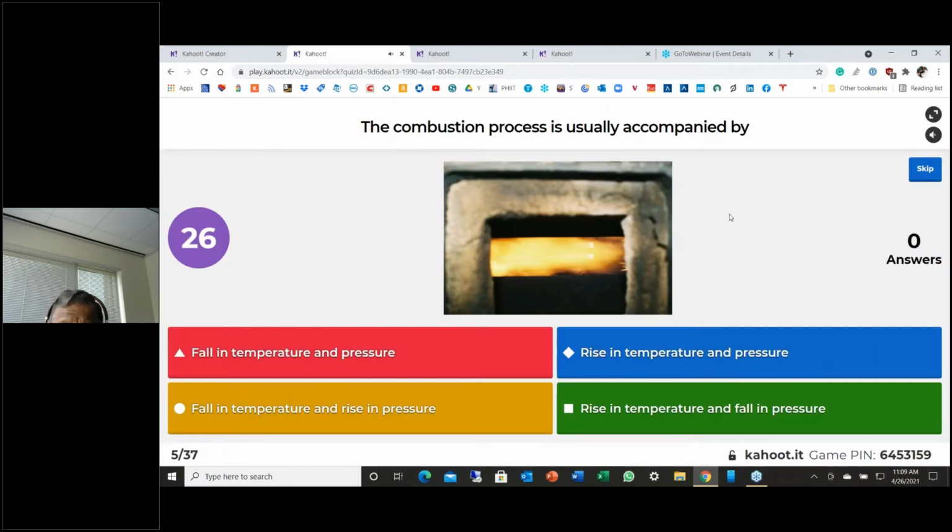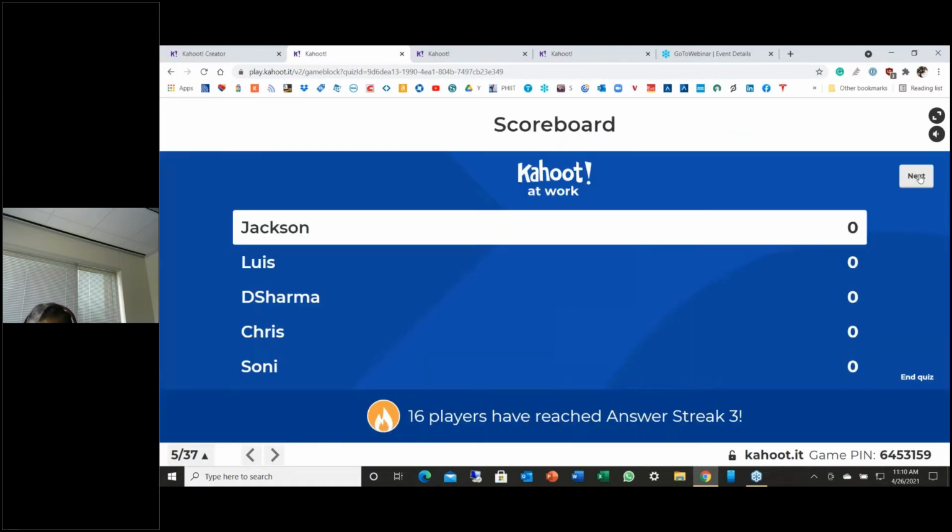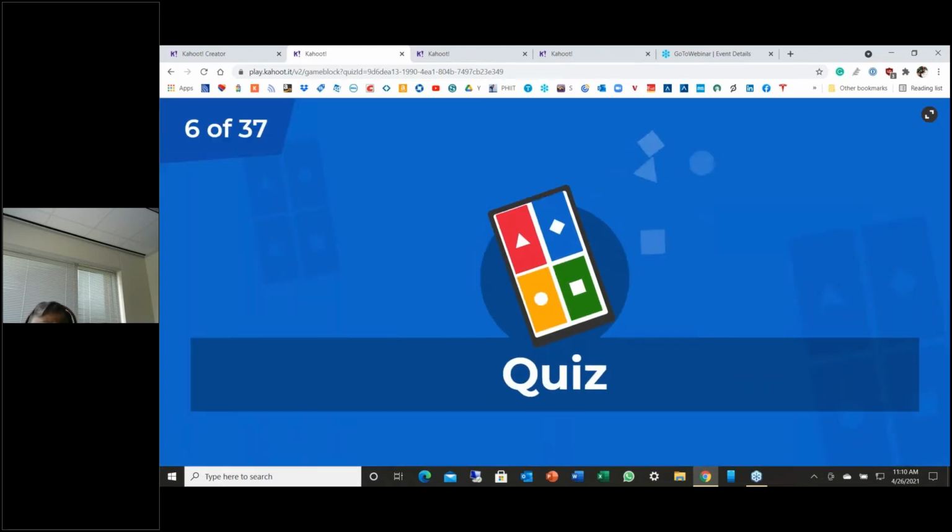The combustion process is usually accompanied by... Well, most of you got it right. Rise in temperature and pressure. I mean, the temperature is rising, and because of the temperature, the pressure also goes up. Thank you. Let's go to the next question.